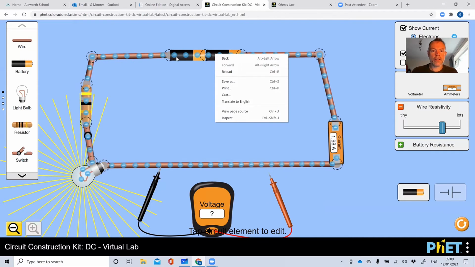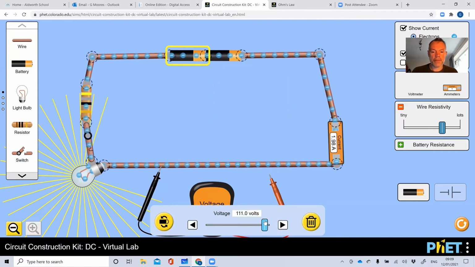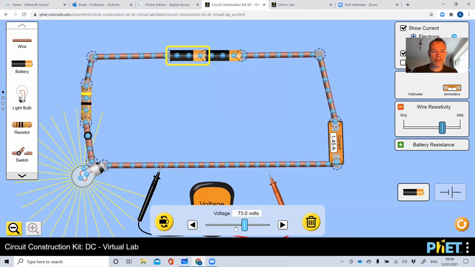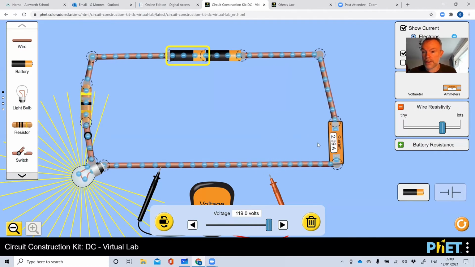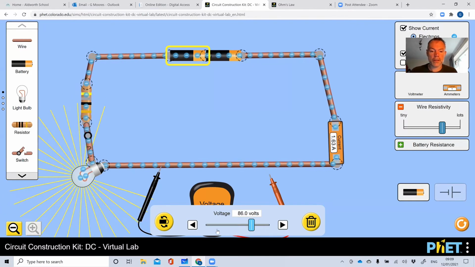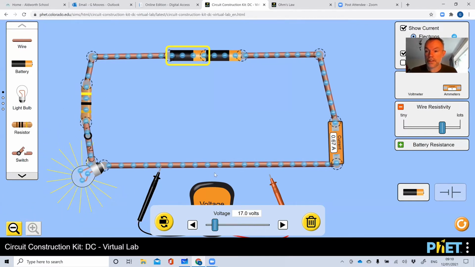Look what happens when I change the voltage. So if I make my voltage less, look, the current goes slower, and the light bulb gets dimmer. So look, high voltage, faster current, brighter light bulb. Low voltage, less current, slower current, dimmer light bulb.